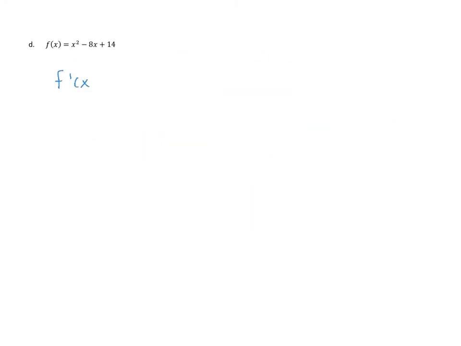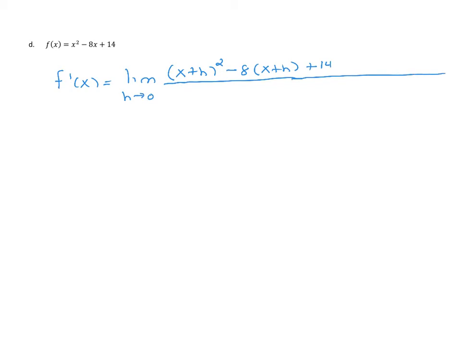f prime of x is equal to the limit as h goes to 0 of, okay, I'm first going to put x plus h into all the x's. So I get x plus h squared minus 8 times x plus h, and then plus 14. Next, I want to subtract the entire function, so I'm going to use parentheses here. I'm subtracting x squared minus 8x plus 14. And this whole thing is divided by h.